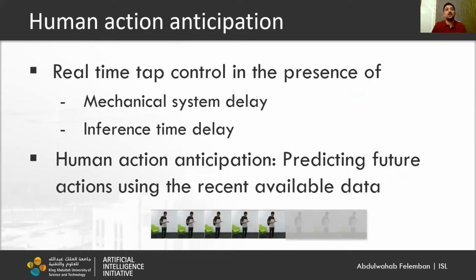But having a GCN that recognizes actions is not the end of the story. Our task is to control the tap in real time. So we need to compensate for the mechanical system delay in controlling the tap and the inference time of the used model. That's why we need human action anticipation. We want to anticipate the action of the person, given some recent data period before that action.